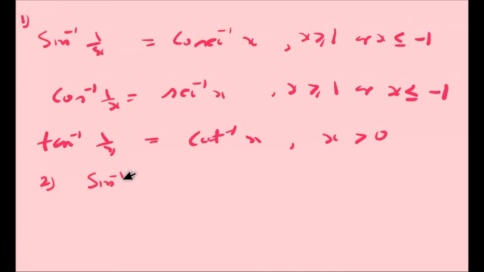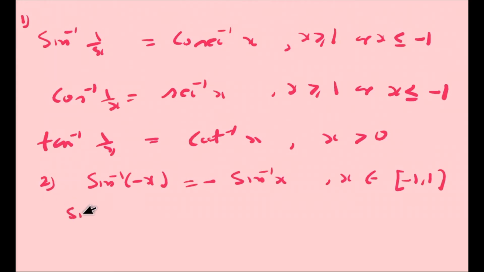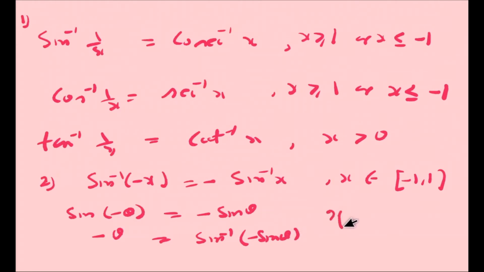What about sine inverse of minus x? That is equal to minus sine inverse x, where x belongs to minus 1 to 1, and now minus x is outside. So let me derive this formula. We know that sine of minus theta equals minus sine theta. Okay, so let minus theta equal to sine inverse of minus sine theta. If sine theta equals x, then theta equals sine inverse x.